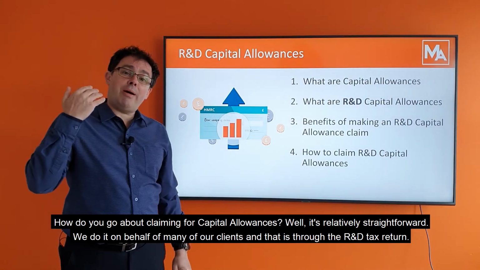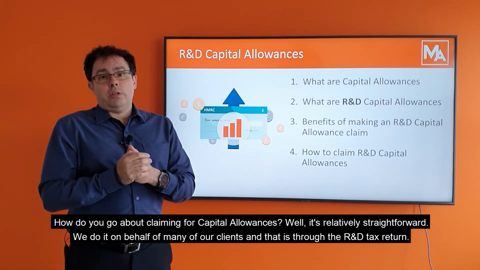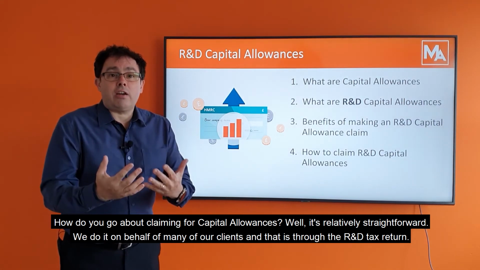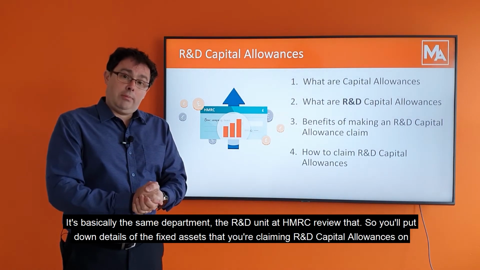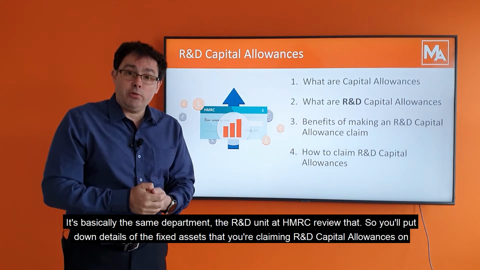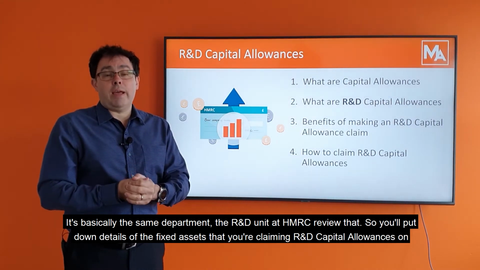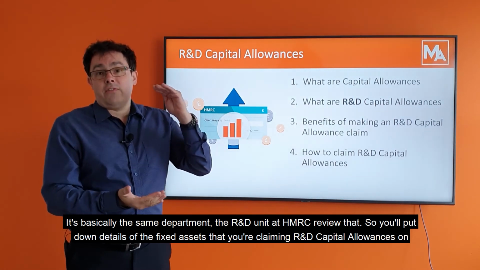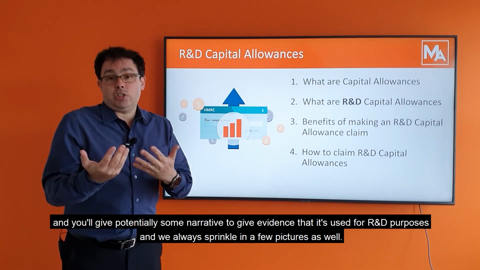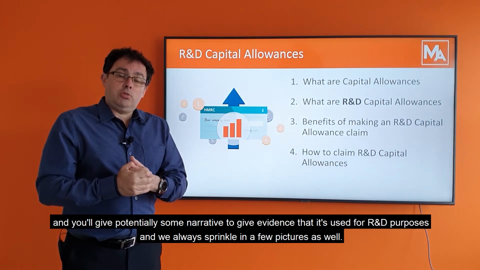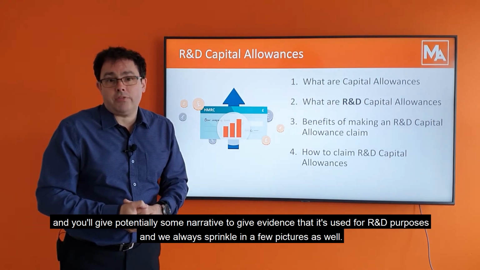How do you go about claiming for capital allowances? Well, it's relatively straightforward. We do it on behalf of many of our clients, and that is through the R&D tax return. It's basically the same department, the R&D unit at HM Revenue and Customs, that reviews that. So clearly you put down the details of the fixed assets that you're claiming R&D capital allowances on, and you'll give potentially a little bit of narrative to give evidence that it is used for R&D purposes, and we always sprinkle in a few pictures as well.